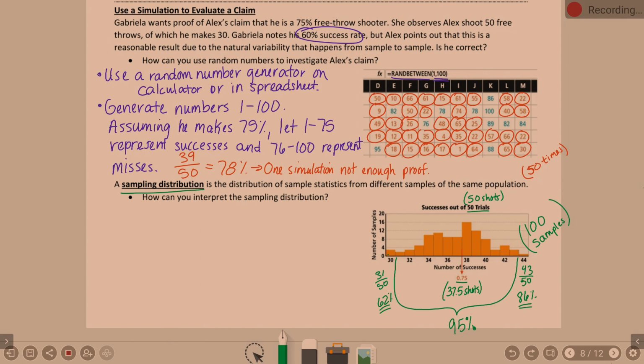What did he shoot when Gabriella was watching? 60%. That falls below that, right? So the more and more samples we look at, it does not support this claim. When you look at the simulation, one simulation more supports his claim than what he actually did. So, again, there are different ways we can look at this, but look for that bulk of the information. Like yesterday, take those two tails off, and you're looking at 95% of your data.